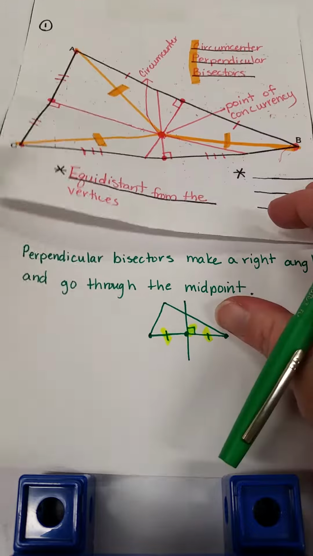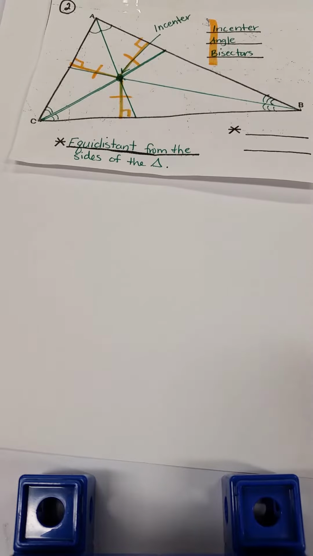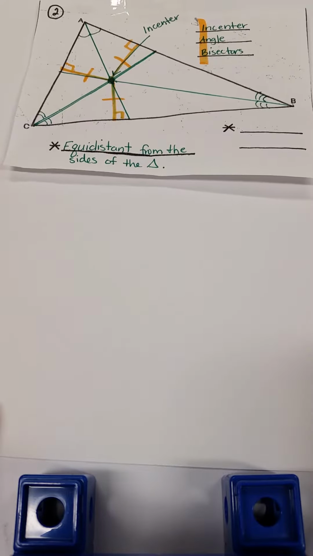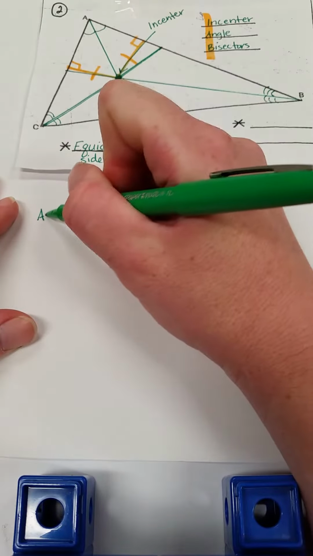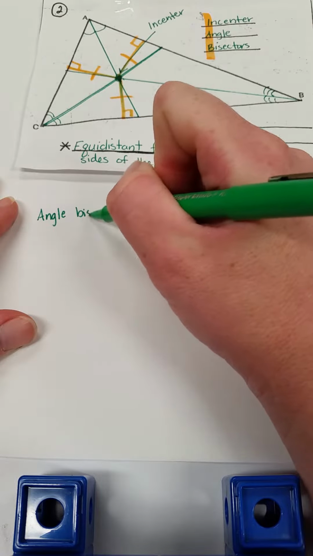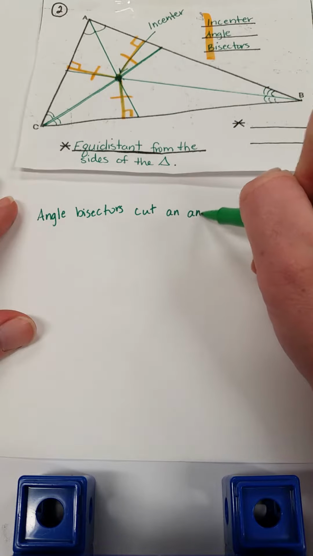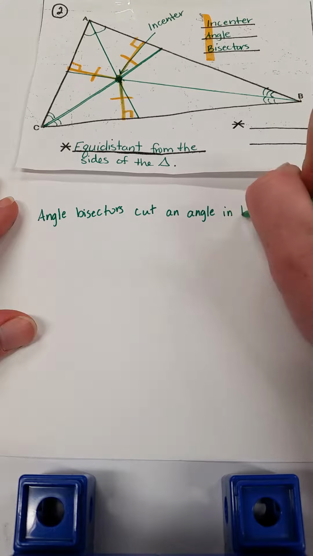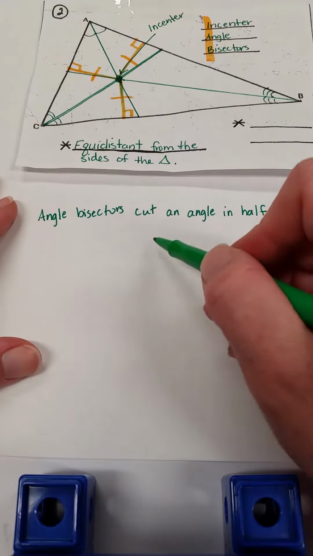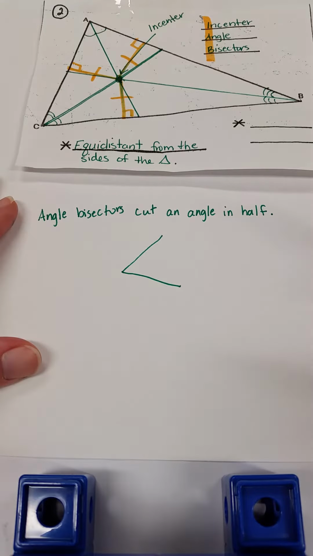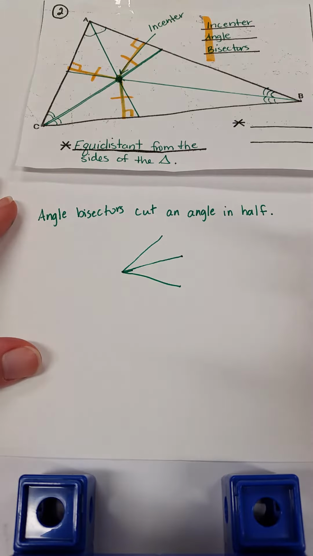Okay? All right, now pick up triangle, or go to page 58 where you have your incenter. And the incenter is made of angle bisectors. So right underneath your picture, I want you to write angle bisectors cut an angle in half. And I want you to draw an angle and then draw an angle bisector that looks like it's cutting it in half. You can just eyeball it.